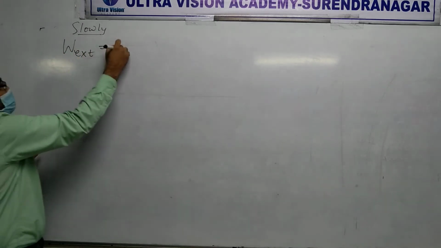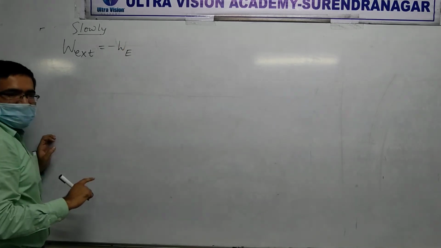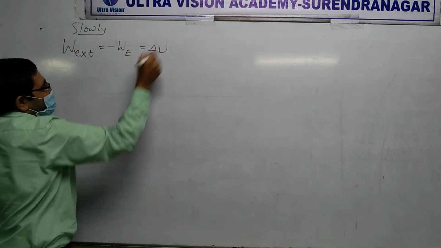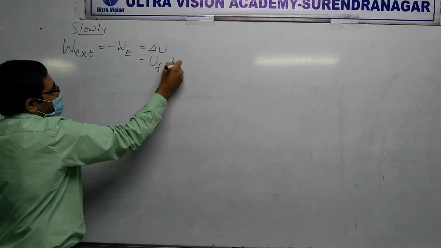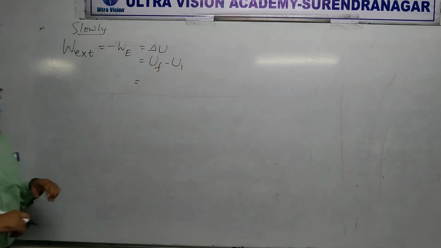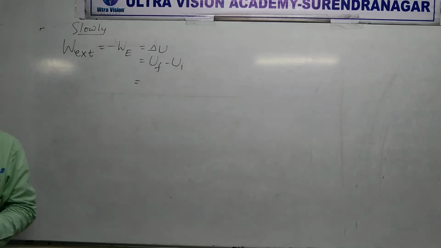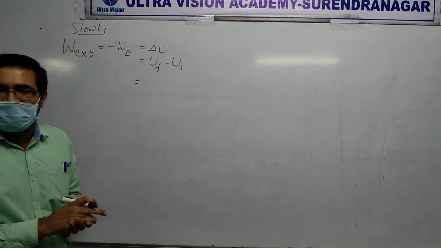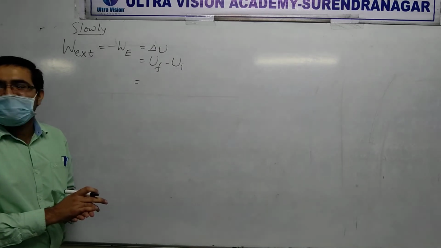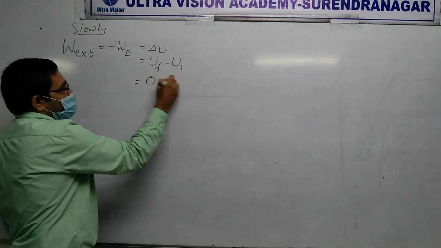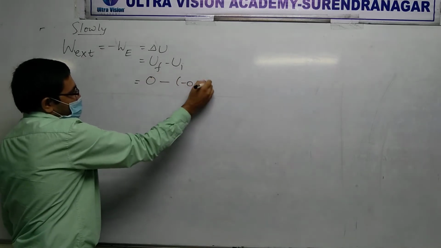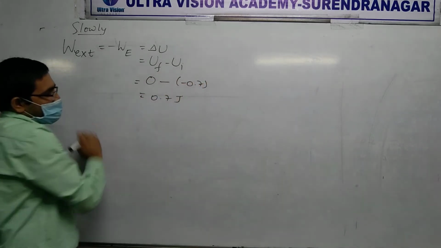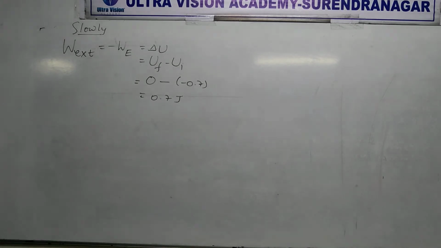So here, because it's slowly, we get it clear, and that means it is equal to delta U, and that means it is equal to UF minus U1. Okay. What can you say about final potential energy? Zero. How do you know? Did you take them to infinite? Okay, then put zero, very good. Clear? Yes. This was very easy.